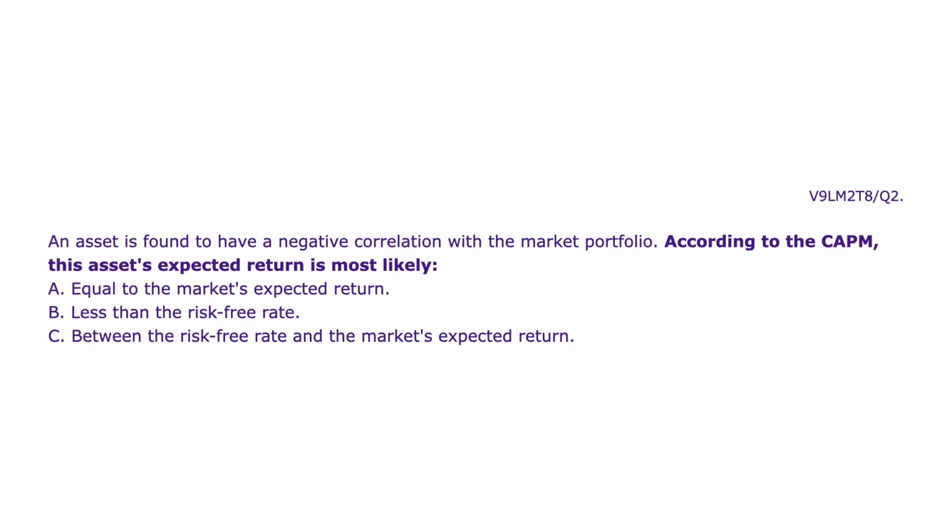An asset is found to have a negative correlation with the market portfolio. According to the CAPM, this asset's expected return is most likely A. Equal to the market's expected return. B. Less than the risk-free rate. C. Between the risk-free rate and the market's expected return.